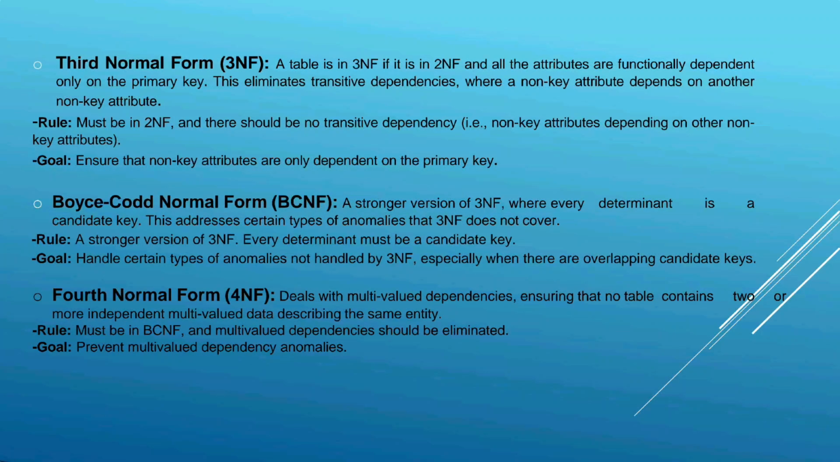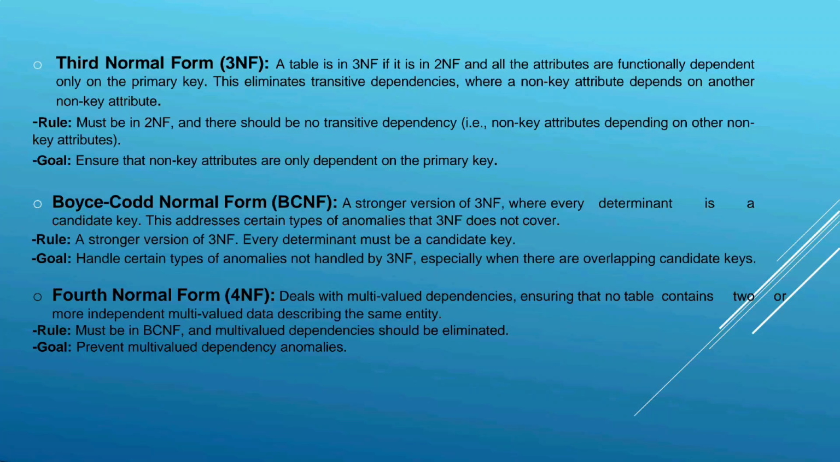Third normal form, 3NF. A table is in 3NF if it is in 2NF, and all the attributes are functionally dependent only on the primary key. This eliminates transitive dependencies, where a non-key attribute depends on another non-key attribute. It has some specific rules. It must be in 2NF, and there should be no transitive dependencies, that is, non-key attributes depending on other non-key attributes. Goal: ensure that non-key attributes are only dependent on the primary key.